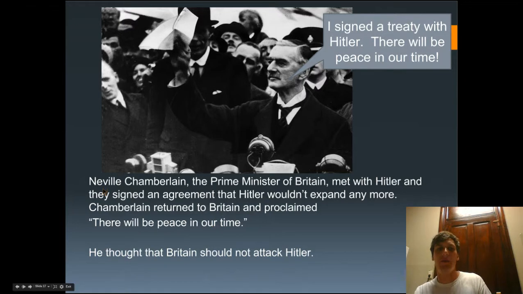So one of the main guys who symbolizes appeasement and being nice to Hitler is this guy right here. His name is Neville Chamberlain. He was the prime minister of Britain at the time, and he met with Hitler, and they signed an agreement that Hitler wouldn't expand anymore. Chamberlain then returned to Britain and proclaimed to everybody, to the whole world, he says, "There will be peace in our time." He was wrong, because he thought he signed a treaty. He thought he could trust Hitler. He was wrong.